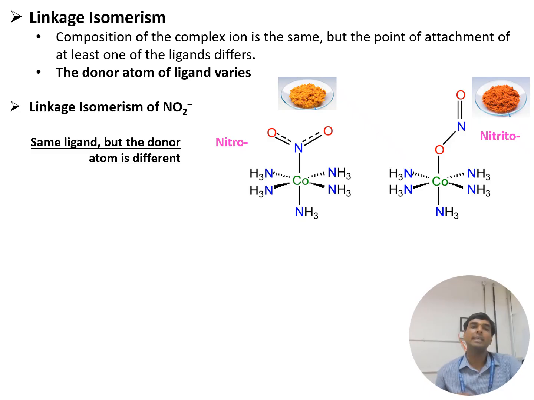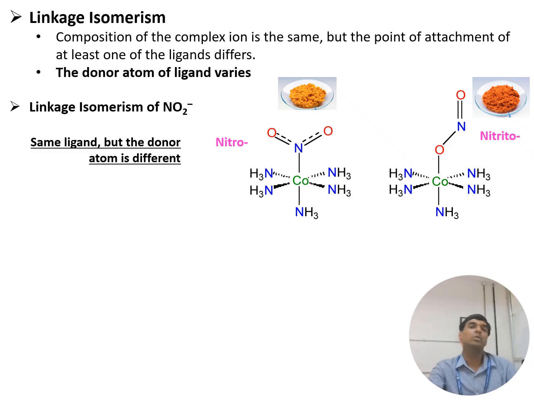And what are linkage isomers? Linkage isomers basically depend upon the ligand. The ligand is the same, but it can connect in a different way. For example, NO2 minus can bind to the cobalt through the nitrogen, or it can bind through the oxygen.